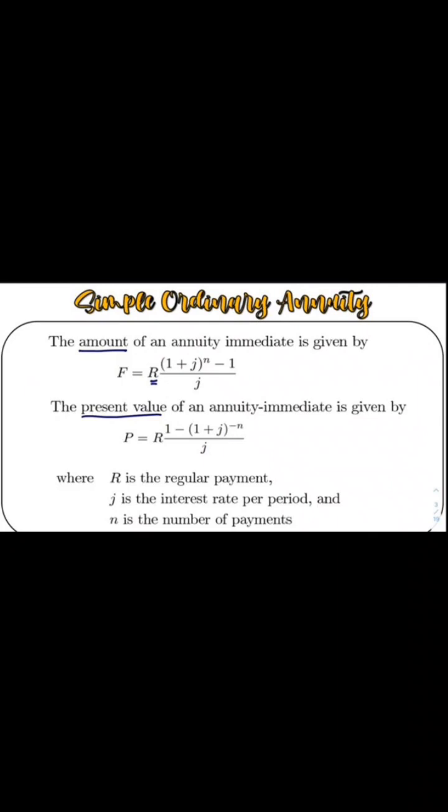The amount of an annuity immediate is given by F equals R times the quantity 1 plus j raised to n, minus 1, over j. The present value of an annuity immediate is given by P equals R times 1 minus the quantity 1 plus j raised to negative n, over j, where R is the regular payment, j is the interest rate per period, and n is the number of payments.